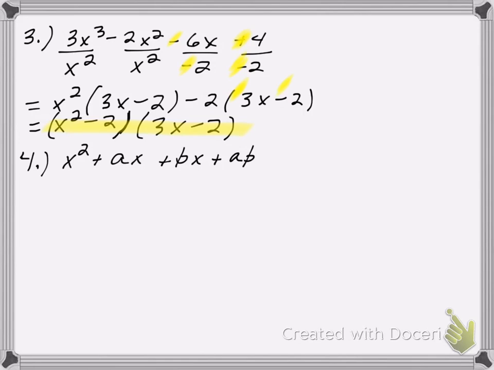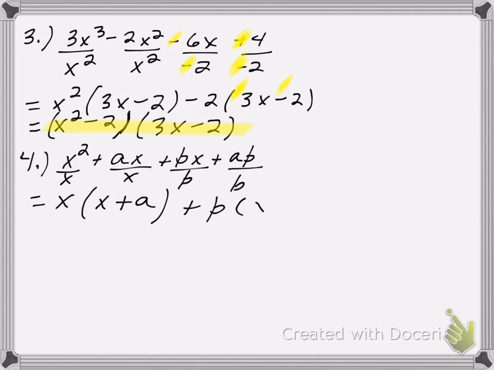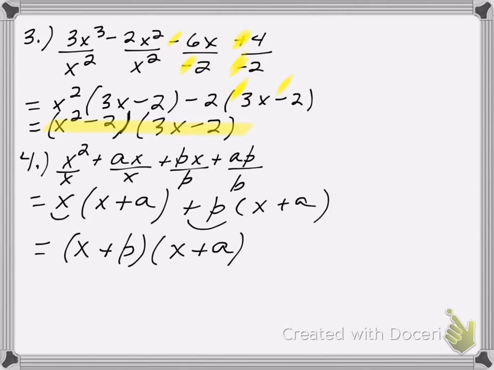On the next one, the GCF for the first pair is x. That would leave you with an x plus a. I can write it like that if you want me to. Second pair, the GCF is b. Take a b out. That will leave you again with x plus a. Matching parentheses, so put these together, x plus b. Then bring down the matching parentheses, x plus a, and that will be your result.